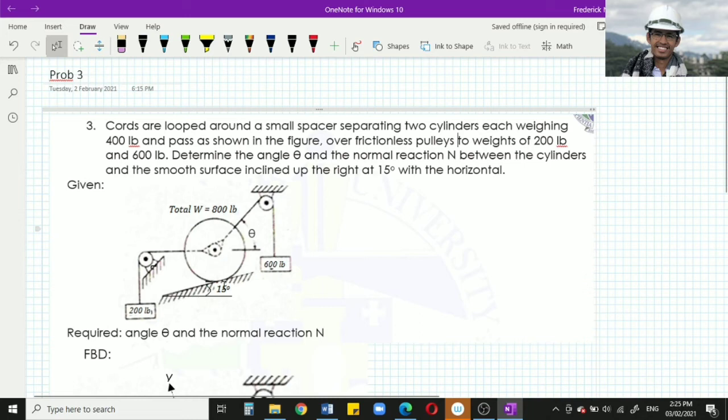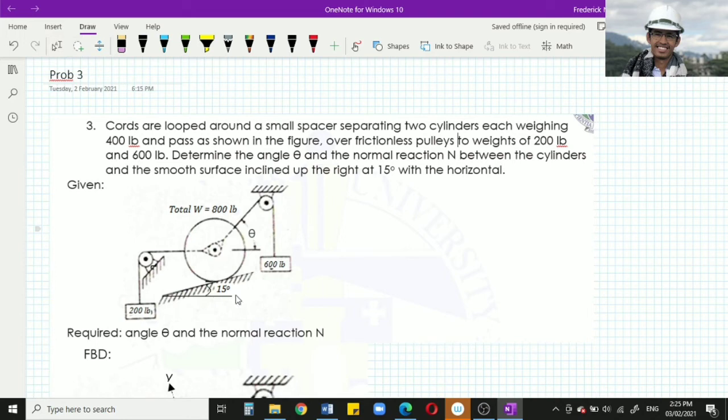So, first, i-determine natin kung ano yung mga force na nag-a-act sa ating body. So, first is yung ating normal force between sa ating cylinder and yung ating smooth surface. So, yung normal force natin will be perpendicular sa ating inclined. Yung contact area ng ating cylinder and yung ating surface. So, dapat ganito siya.